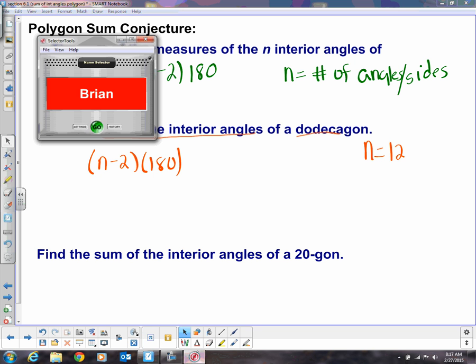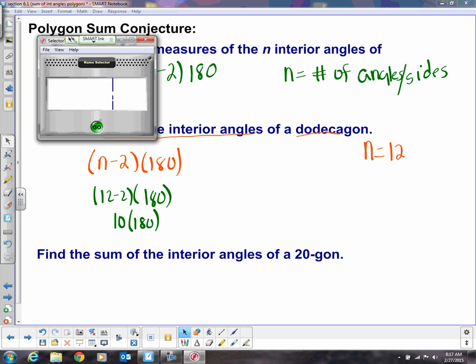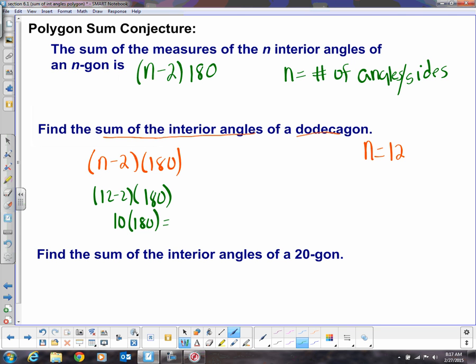Okay. So if n is 12, where am I going to put my 12 in my formula, Lucas? So it's going to be 12 take away 2 times 180, which is 10 times 180. Now, this doesn't require special calculators. All right? So what is this going to be, Wendy? It is Wendy.